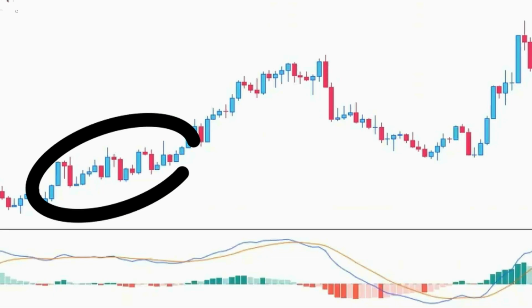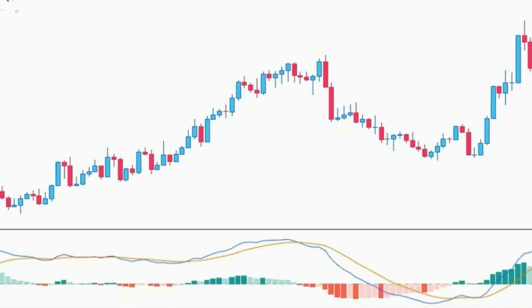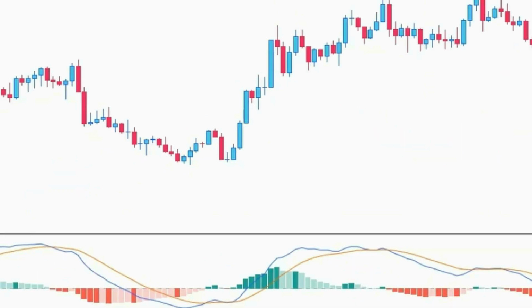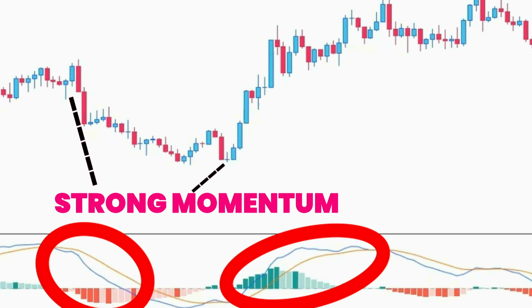During the consolidation phase, the MACD line and the signal line are closer to each other. Due to this, the size of the histogram becomes smaller. And similarly, when the MACD line crosses above or below the signal line with a huge gap between them, the size of the histogram becomes bigger, and this indicates that there is strong momentum in the market currently.